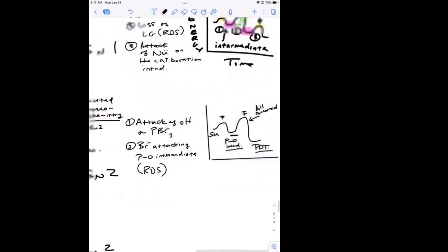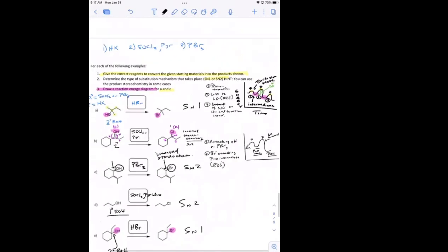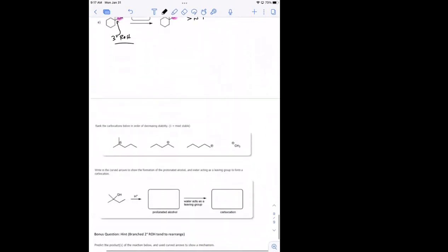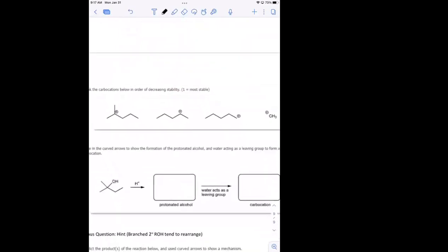All right. All right, let's go to the next part of this. Let's answer this question. It says rank the carbocations below in order of decreasing stability. Well, 1 is the most stable, and since there's 4 of them, 4 is the least stable. Which one is going to be 1 out of those 4 carbocations?